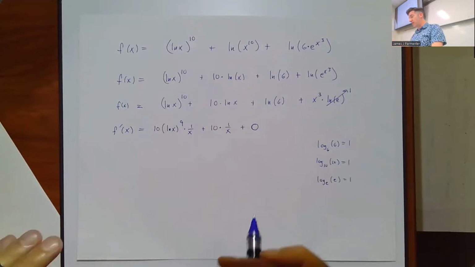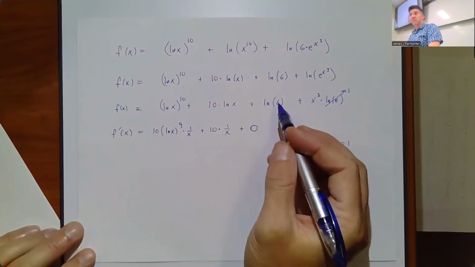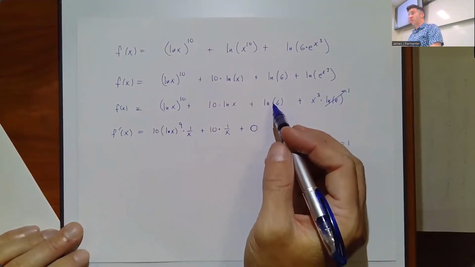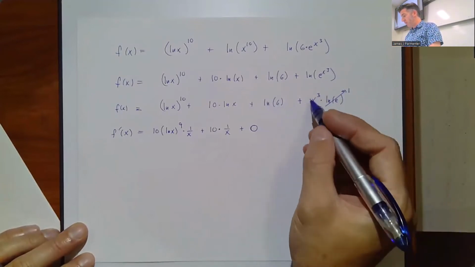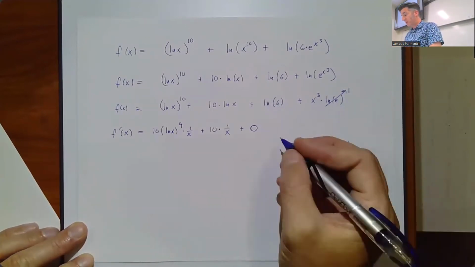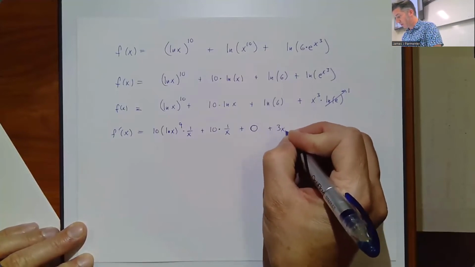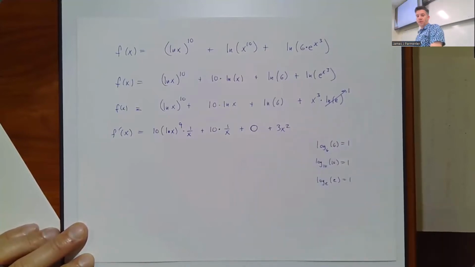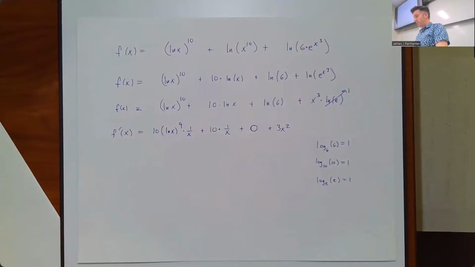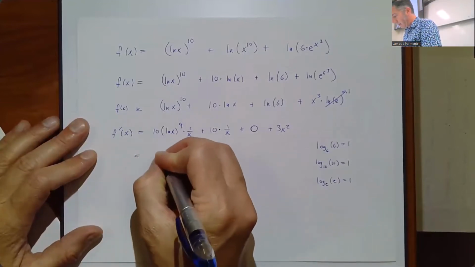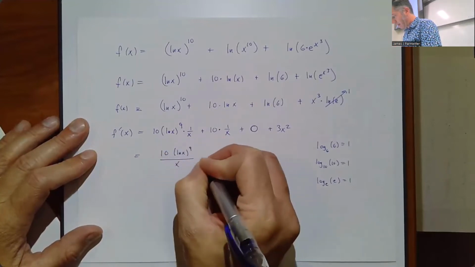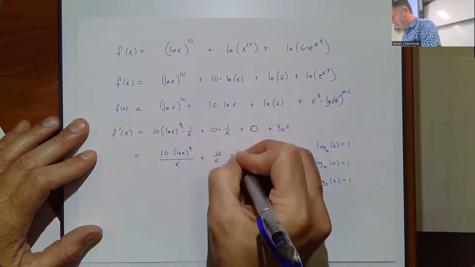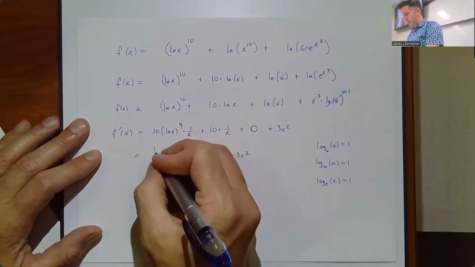So if you see something that kind of looks like a function, it's not. It's just a number, and its derivative is 0. And then over here, the derivative of x cubed times 1 is just the derivative of x cubed, which is 3x squared. I'm not huge on simplifying my answers, but I could simplify this and write it as 10 times natural log of x to the 9th all over x plus 10 over x plus 3x squared. But I really don't feel like that's necessary.